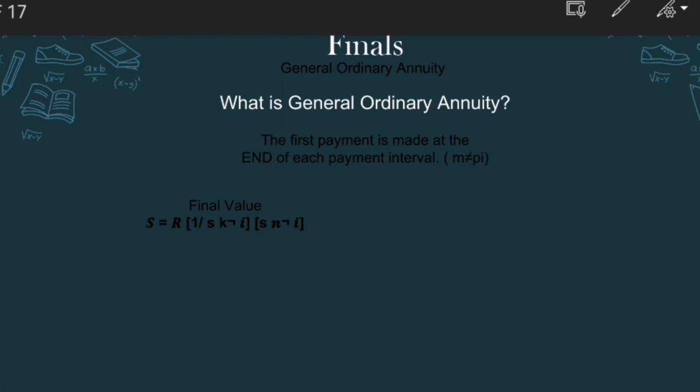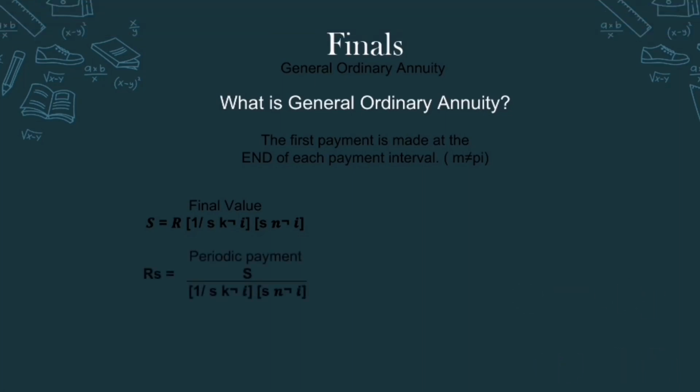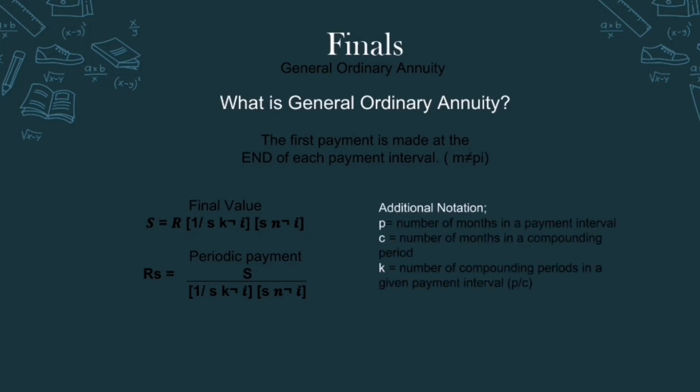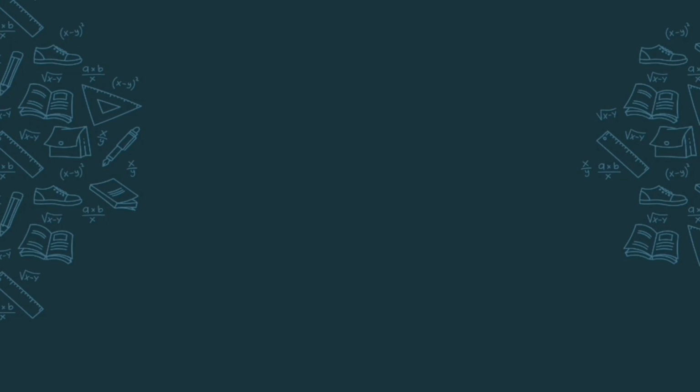So here is the formula to find the final value. And for the periodic payment, we have R equals S divided by 1 divided by s_k angled i multiplied by s_n angled i. And as you can see, there is an additional notation, which is k. It is the number of compounding periods in a given payment interval. To find k, we need to find p, the number of months in a payment interval, and c, the number of months in a compounding period. So let us apply this formula to our sample problem.